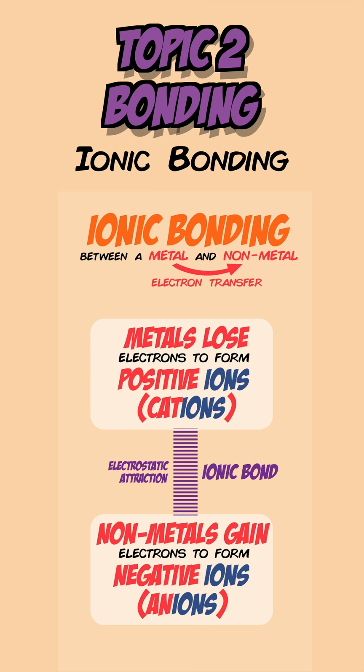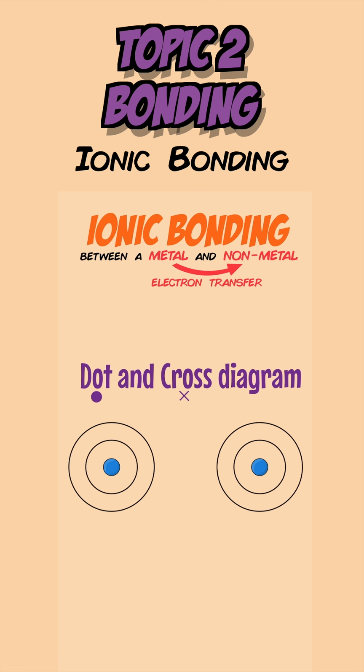You can represent ionic bonds using dot and cross diagrams. These represent the arrangement of electrons in atoms or ions where each electron is symbolized by a dot or cross. So as an example, let's look at lithium fluoride.